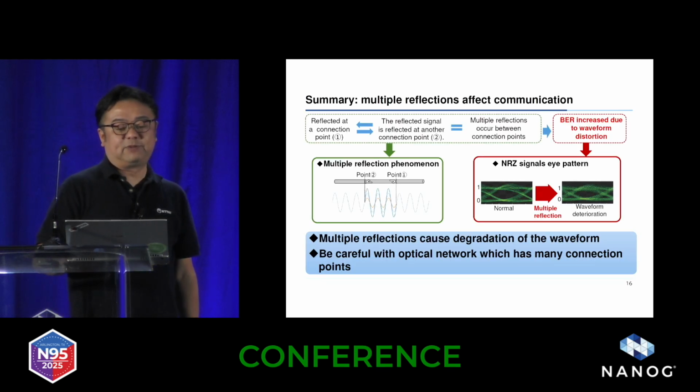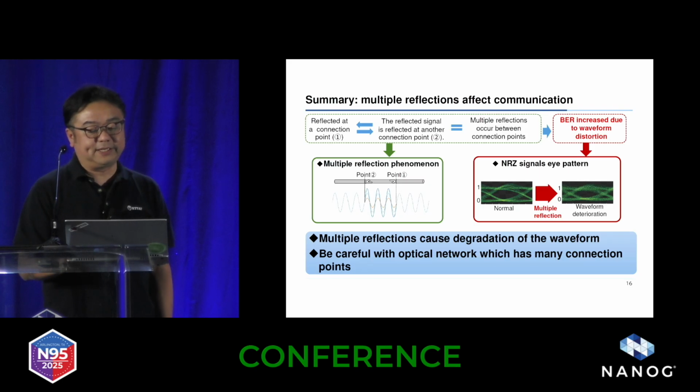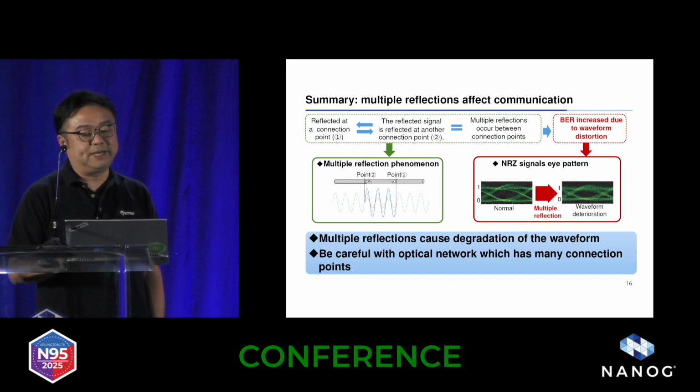So here's a summary of the multiple reflection which I talked about last time. We confirmed that multiple reflection is caused by interference in the transmitted light wave, resulting in degradation. We also confirmed that as the optical power level decreased, the impact of the multiple reflection on the transmitted light increased. For this reason, an optical fiber transmission path with many optical connector connection points requires caution.